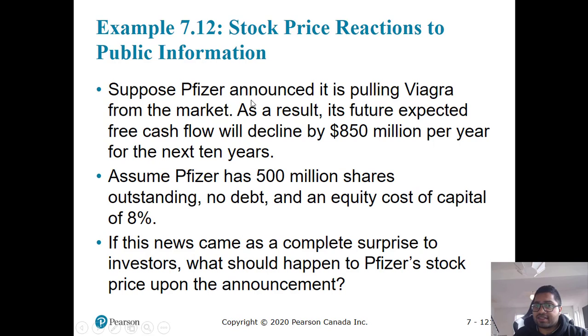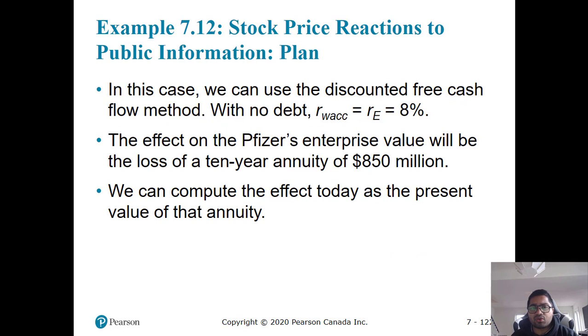Suppose that Pfizer announces that it is pulling Viagra from the market. As a result, its future expected free cash flow will decline by $850 million per year for the next 10 years. Assume that Pfizer has 500 million shares outstanding, no debt, and a cost of equity of 8%. If this news comes as a complete surprise to investors, what would happen to the stock price? This is bad news, so the stock price should go down. How much should it go down?